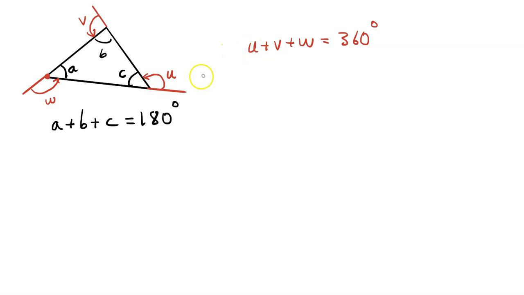Then, let me ask now, what is U? We said U plus C, the supplementary angles. These two add to 180. So that means that U is 180 degrees minus C. So U can be written like this. V, in the same way, V is equal to 180 minus B. And W is also 180 degrees minus A.